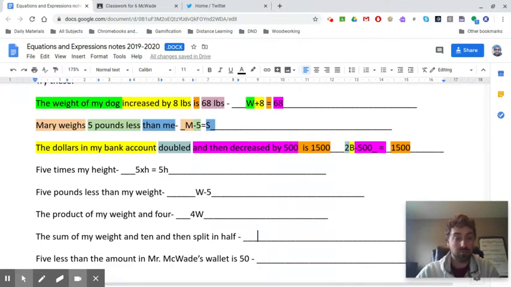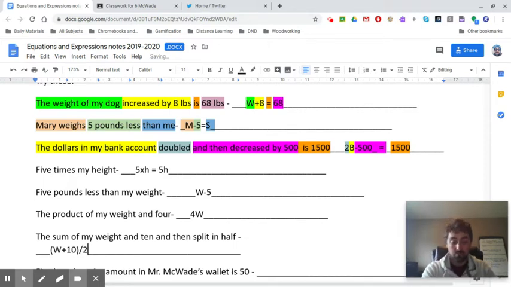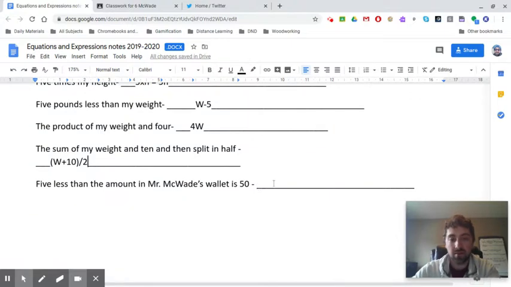So you start off with the beginning. The sum of my weight and 10. So w plus 10, because that's the sum. And then you divide both of those by 2. So w plus 10, divided by 2. And then finally, 5 less than the amount in Mr.